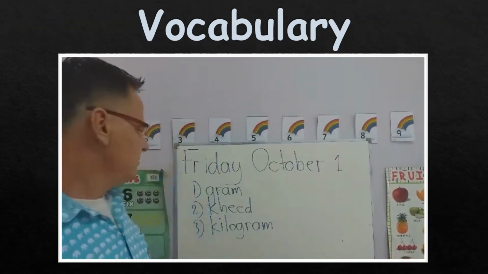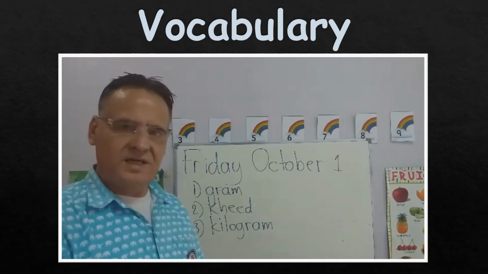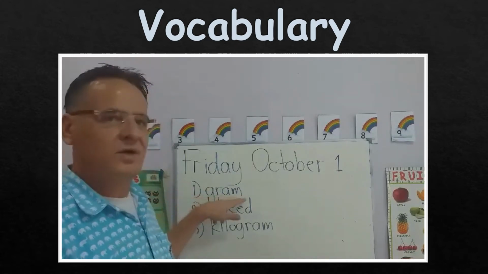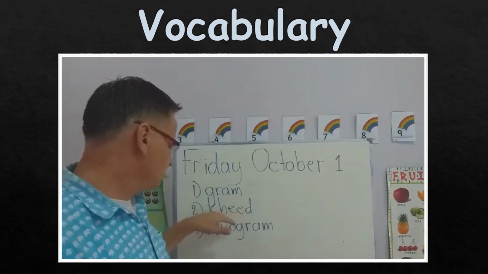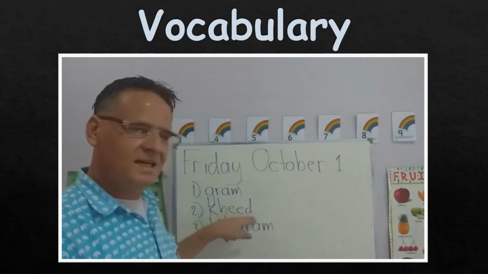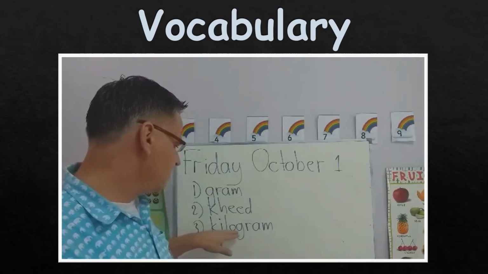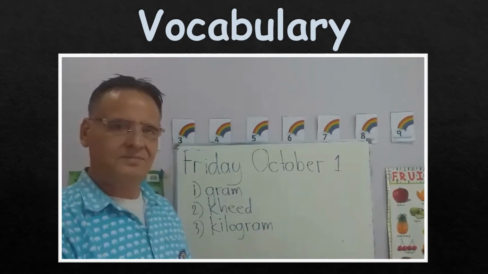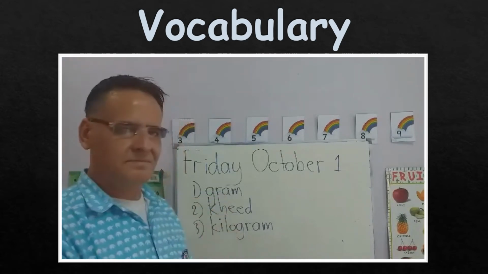Okay, when it comes to mass, we need to know the units that we weigh stuff in. So number one, gram. Number two, keed. Keed. And number three, kilogram. So gram, keed, kilogram.